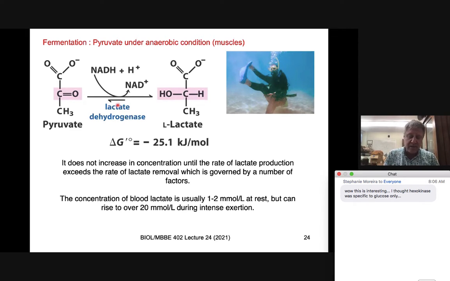And this is a reaction that goes at negative 25 kilojoules per mole. So it doesn't increase in concentration until the rate of lactic production exceeds the normal factors that basically govern this particular process. So it's always kind of in there in the background, but because there's molecular oxygen being present, we're always going to get regeneration of pyruvate. But once that molecular oxygen decreases, we're going to start seeing the increase of that lactic acid. Now, lactic acid concentration is usually about 1 to 2 millimoles in a normal environment, but can exceed 10 times that amount into 20 millimoles with intense exercise.